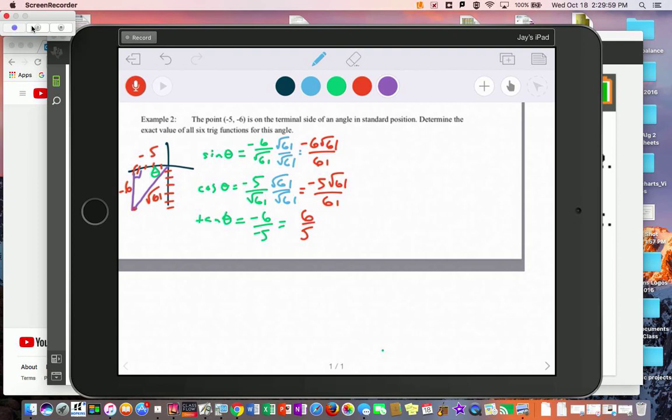Now, when I get ready to do the reciprocals, I do cosecant, secant, and cotangent. Now, if I flip the red number, I put the square root of 61 back on the bottom and I have to do a bunch of extra work. So let's go ahead and just flip the green number, and that's square root of 61 over 6, and it would be negative. For secant, I would flip the green number, square root of 61 over 5, negative, and the last one would be 5/6. So work smarter, not harder. Don't flip the red numbers, flip the green ones.